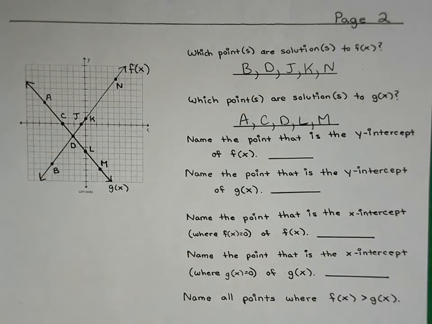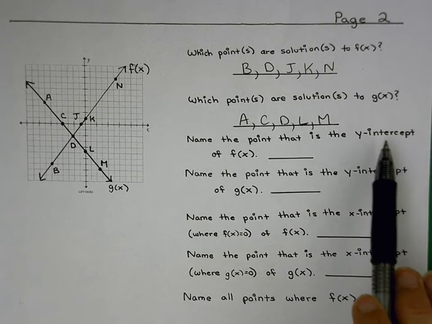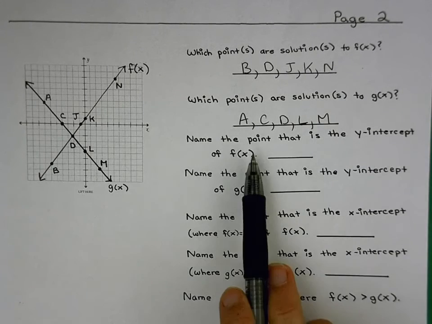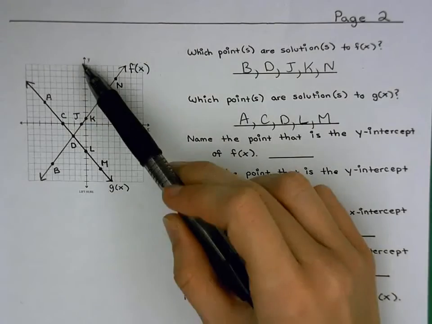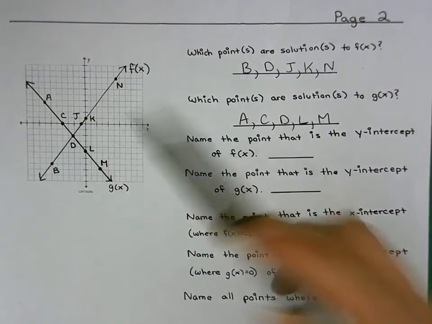Okay, next one. Name the point that is the y-intercept of f of x. See if you can answer that one. Okay, so if it's a y-intercept, it's got to touch the y-axis. And so we're looking for, where does f of x touch the y-axis? Here's f of x, here's the y-axis. They touch at k.